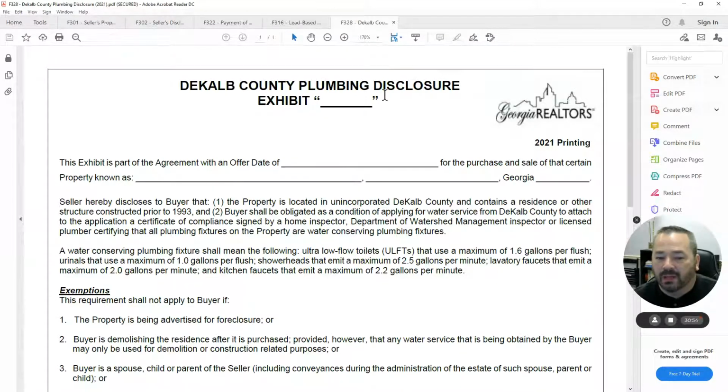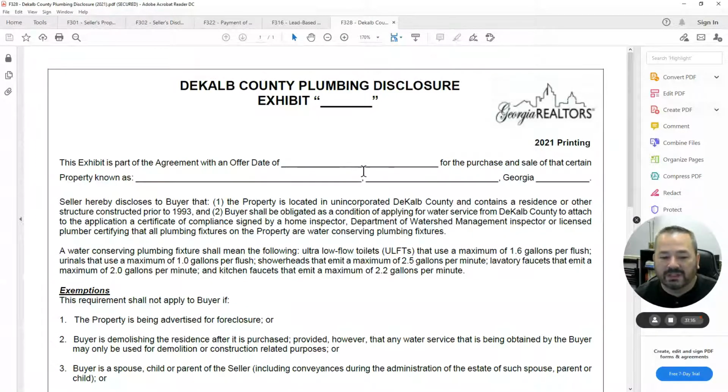We're going to leave the exhibit letter blank as before, leave the offer date blank. We're going to fill in our property information. But if we're making an offer on a property, we're going to have asked for this from the seller. They will have already signed it. And we'll put in the exhibit letter and the offer date then. Everything else is complete.